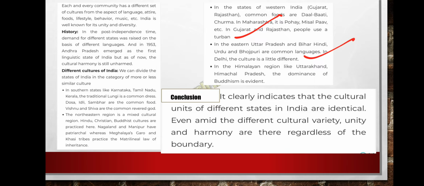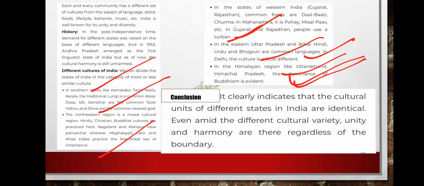In eastern Uttar Pradesh and Bihar, Hindi, Urdu and Bhojpuri are common languages. In Delhi, the culture is a little different. In Himalayan regions like Uttarakhand and Himachal Pradesh, there is a dominance of Buddhism. Okay, so in this way you can mention how different regions have different cultures in India.